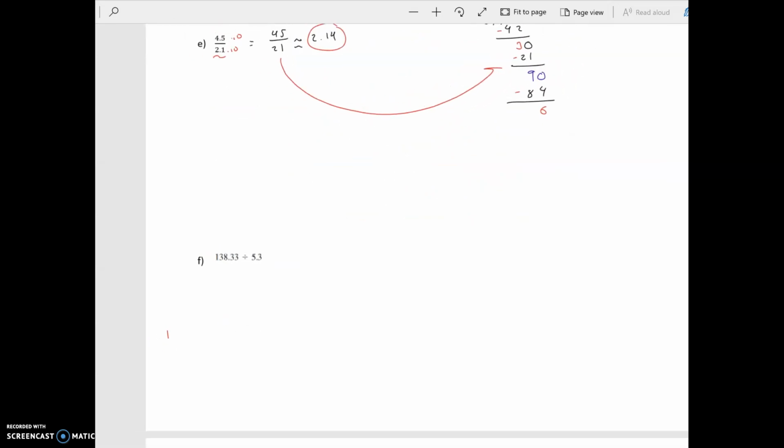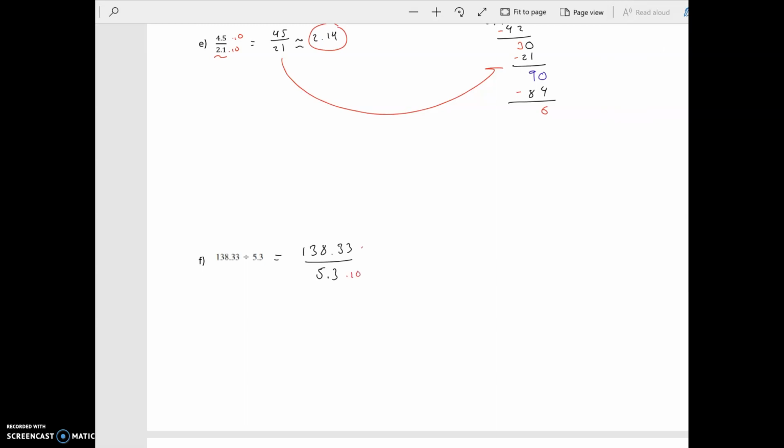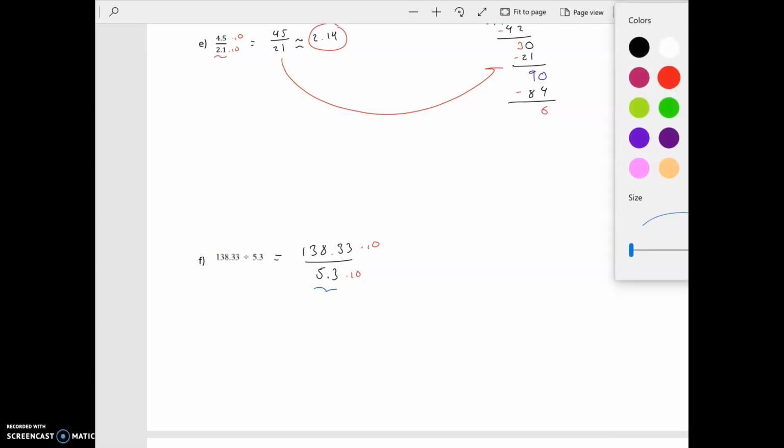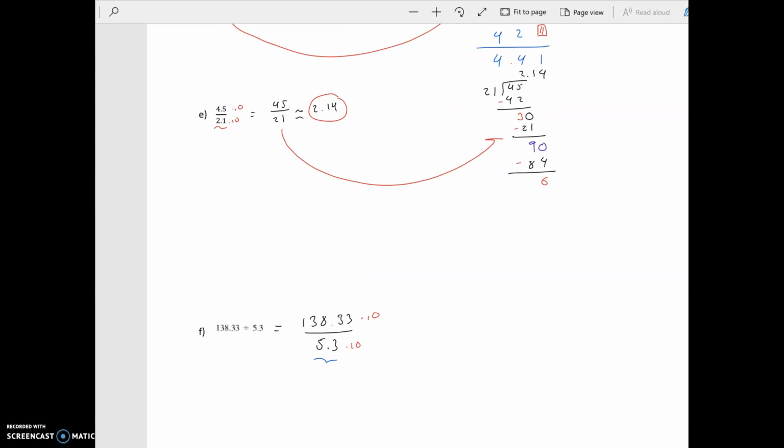Let's take a look at problem F, and problem F is pretty much the same as the previous one. Just to make it simpler, I'm going to write it as a division. So this one's going to be 138.33 divided by 5.3. And before we carry the long division, we end up with the same problem as the previous one. Your denominator has to be an integer in order to make the long division easier. Otherwise, you carry in the long division decimals, and this portion here will actually look more messy.